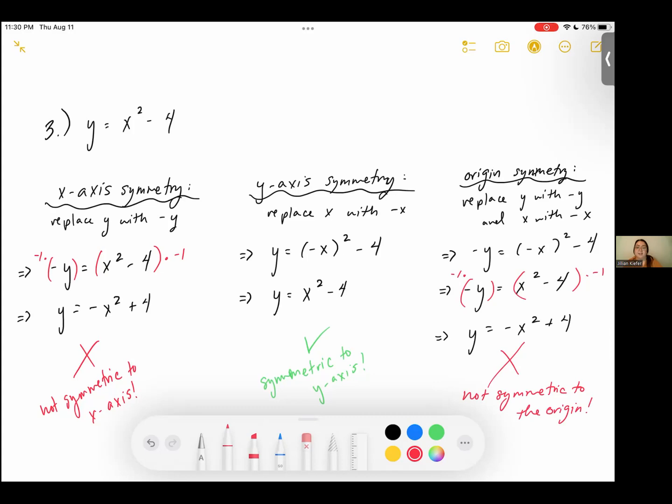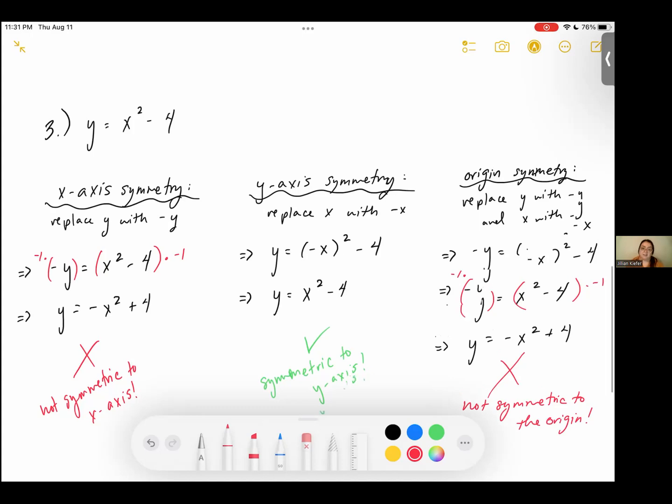So, all right, this is how we tested for symmetry algebraically. We replaced each variable with the negative of itself instead. And then for the origin, we did both. So this is how we kind of got these answers algebraically in our case.